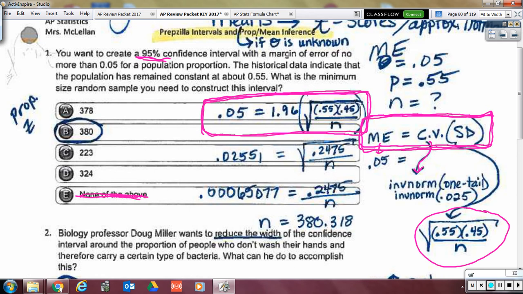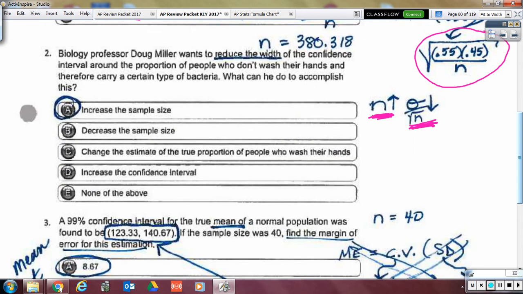Yes. Could you give it a decimal? Are you supposed to round up? Right. Technically, yes, and so that would be 381, and so that would be none of the above. Yeah, interesting. Okay. Ta-da. All right, moving on.